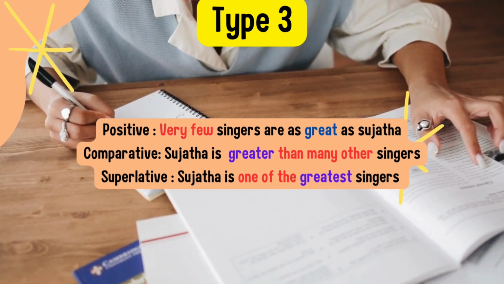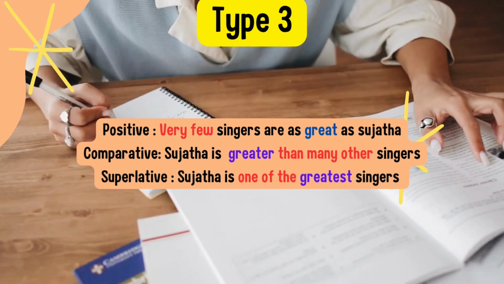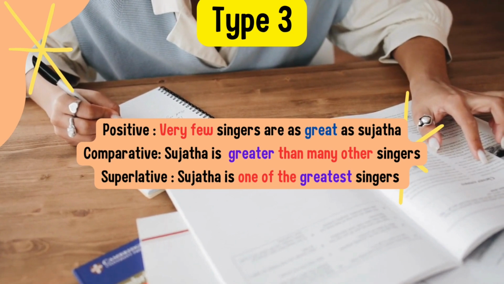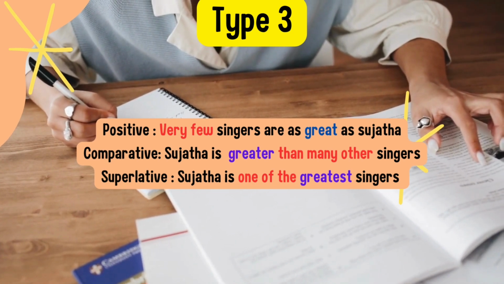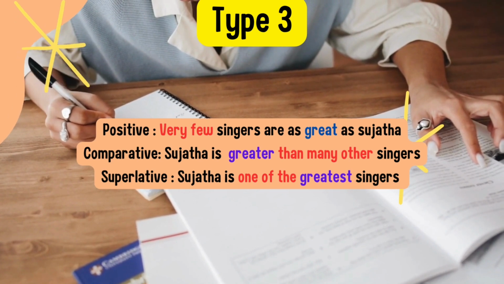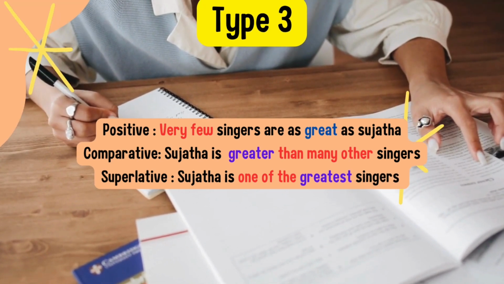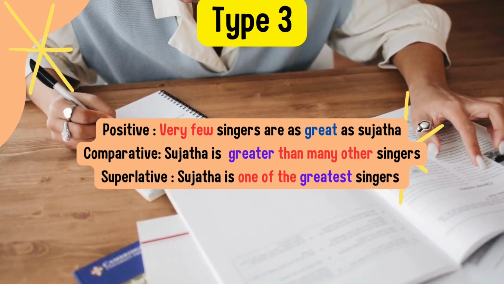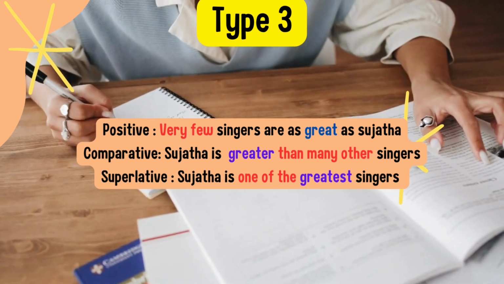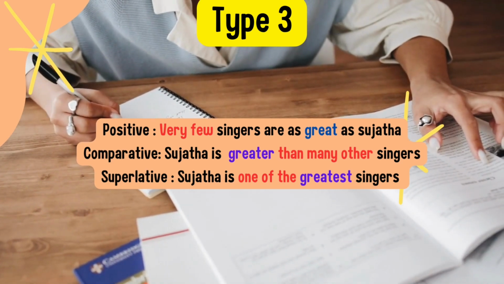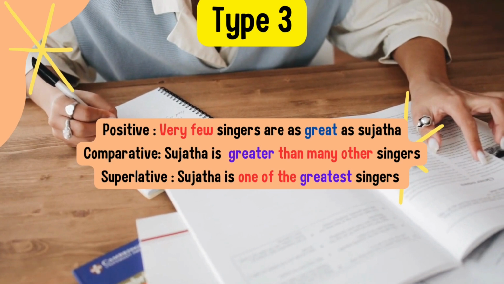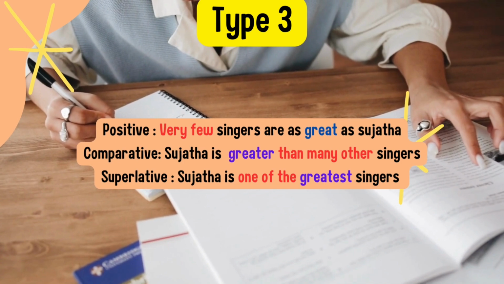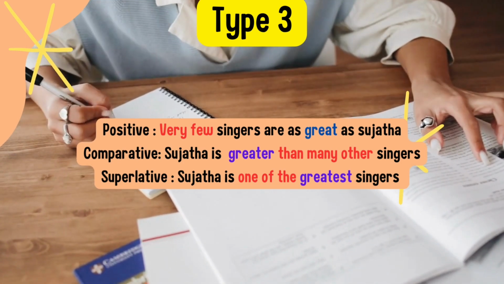Now we'll transform from comparative degree to superlative degree. First we have to write as it is: Sujata is. Next we have greater. In superlative we have to write the clue word before writing the adjective itself. Superlative type 3 clue word is one of the. The superlative form of greater is greatest. Next we have to write singers. Sujata is one of the greatest singers. One of the is always followed by plural nouns like singers, girls, boys, students, metals, animals.